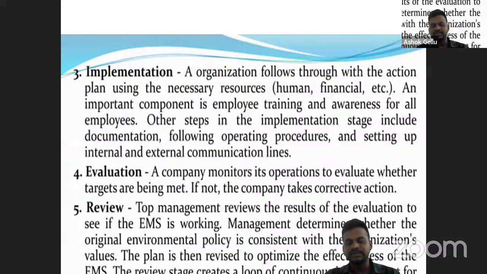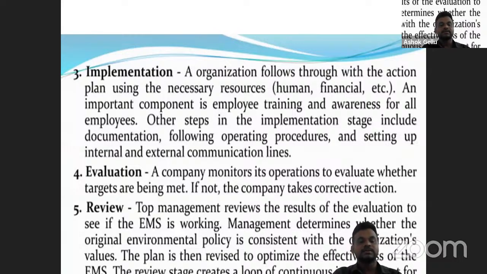Evaluation. A company monitors its operations to evaluate whether targets are being met. If not, the company takes corrective action. Review. Top management reviews the results of the evaluation too. If the EMS is working, management determines whether the original environmental policy is consistent with the organization's values. The plan is revised to optimize the effectiveness of the EMS.